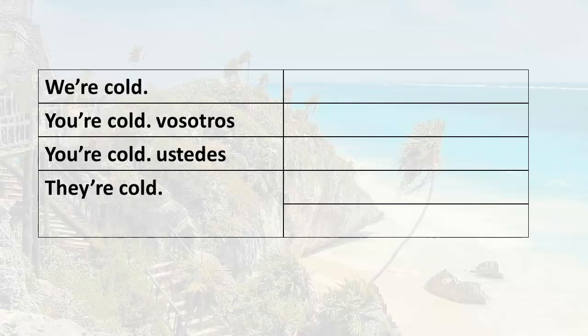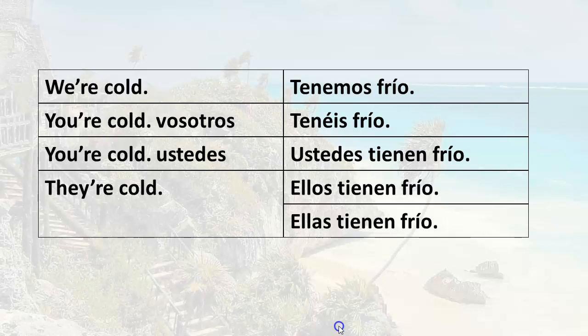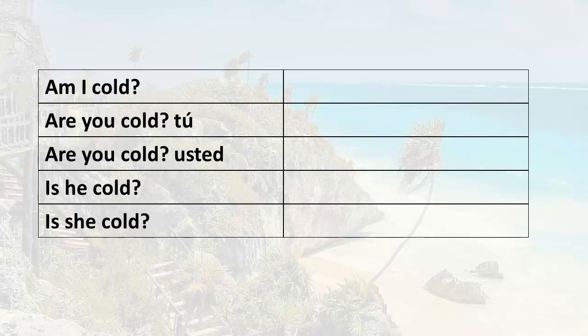Now let's take a look at the plural forms. We're cold. Tenemos frío. You're cold using vosotros. Tenéis frío. You're cold using ustedes. Ustedes tienen frío. They're cold. Ellos tienen frío. Ellas tienen frío.